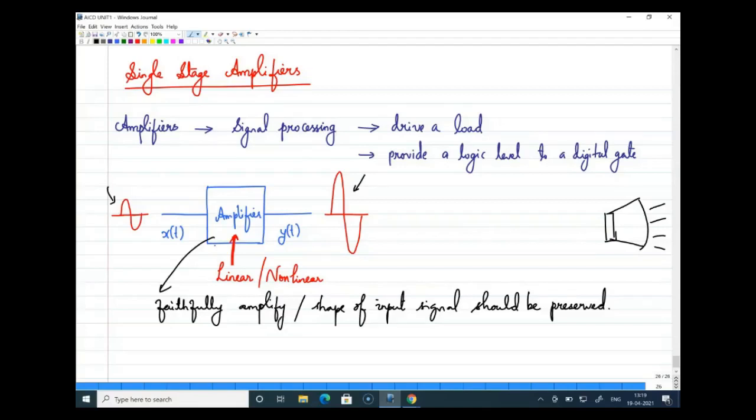Okay, or I'll just modify the question in this way. What will happen if this block is non-linear? I told that if the system is linear, the signals will be faithfully amplified and the shape of the input signal will be preserved. Yes, very good, Amitesh. So if at all there is a non-linearity, that can definitely result in distortion. Yes.